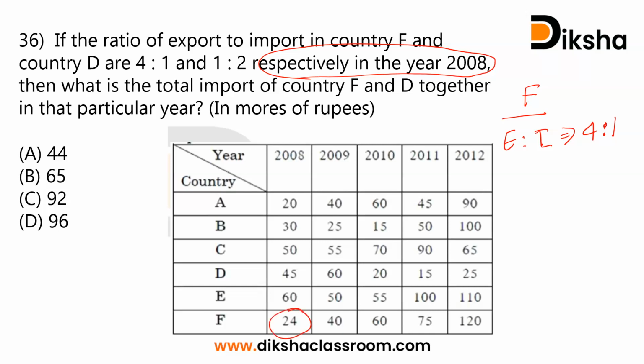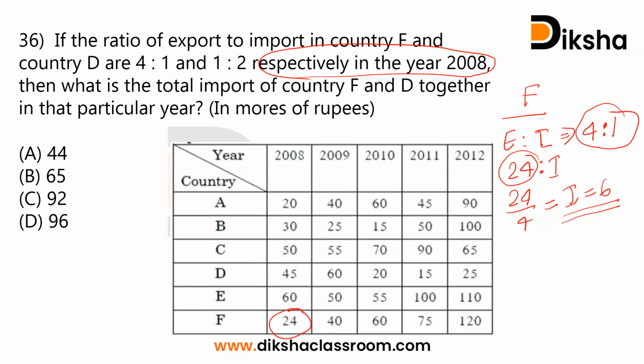We know for F, the export in the year 2008 is 24. The export to import ratio is 4:1, which means 24 is to I, the import we have to find. When export is 4 parts, then import is 1 part, which means import can be found by dividing 24 by 4. We get import as 6, because export is 24 and the ratio of export to import is 4:1. When the export ratio value is 4 and the total value is 24, it's easy to find 1: divide 24 by 4. We get the import of company F in 2008 as 6.